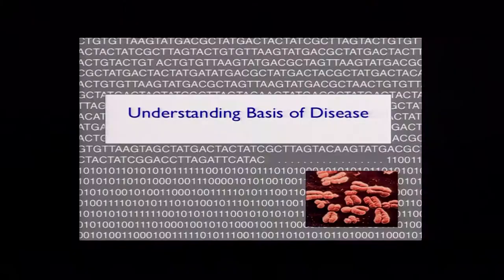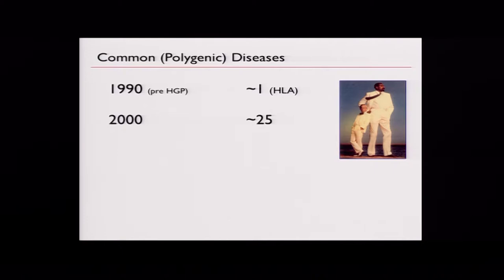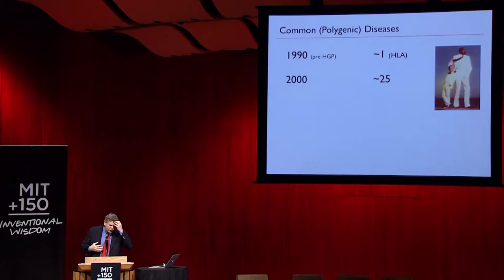Well, anyway, lots more stuff like this on the basis of disease. I told you about cystic fibrosis, a simple Mendelian disease you trace simply in a family. We're doing pretty well with that. Almost 3,000 of those have been found so far. The real challenge has been to find the basis of common diseases, polygenic diseases, heart disease, Alzheimer's, things that aren't simple one-gene diseases.